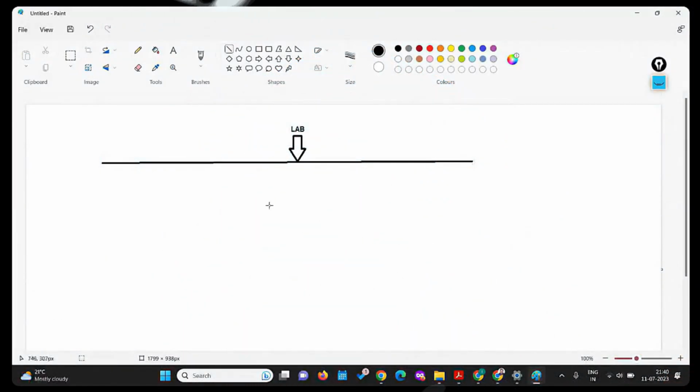So now, what is the lab we are going to do? What is the first step? Step number 1, step number 2, step number 3. If you don't know this concept clearly, you cannot do the lab. Okay? Yes, sir. Second is what?